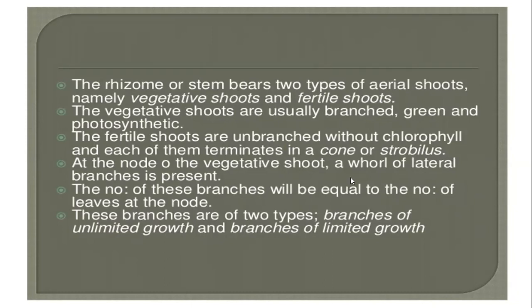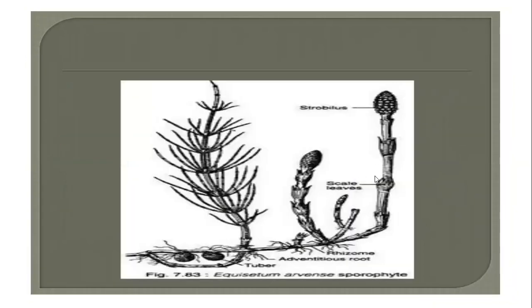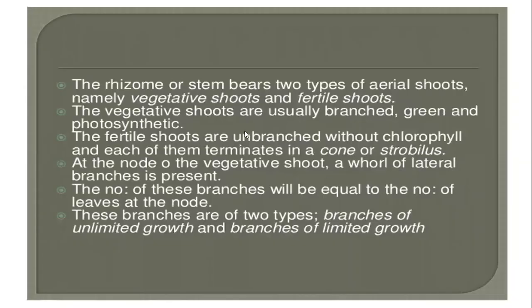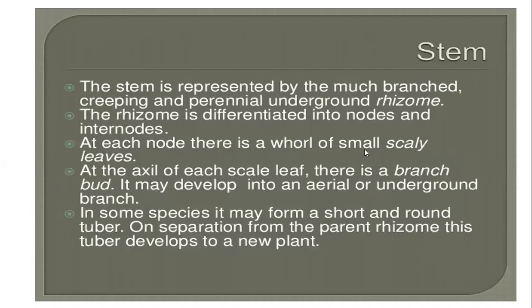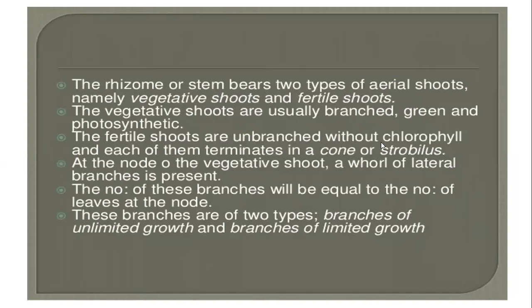So at the time of reproduction, this is a fertile shoot, which is unbranched. You can see here, this is not branched. Okay, it is an unbranched shoot without any chlorophyll, and it will terminate with a cone or the strobilus at the apical part.